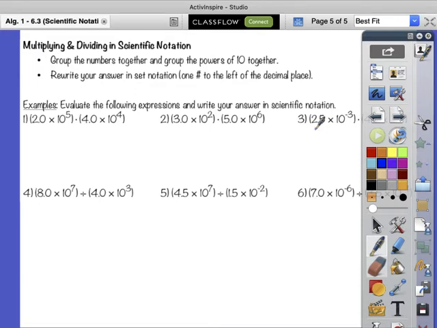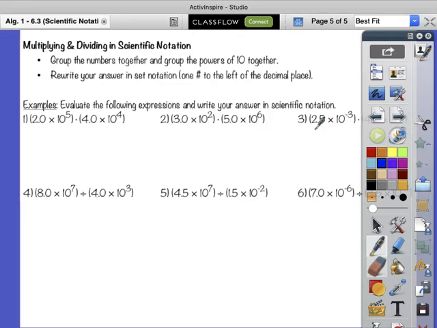We're gonna speed right through this section. Multiplying and dividing in scientific notation. We have a process we're gonna do here, and I'll explain why it works this way. We're gonna group the numbers together and group the powers of 10 together.